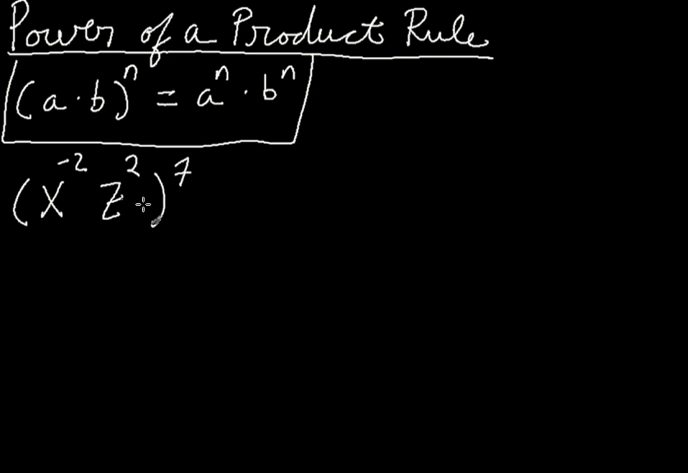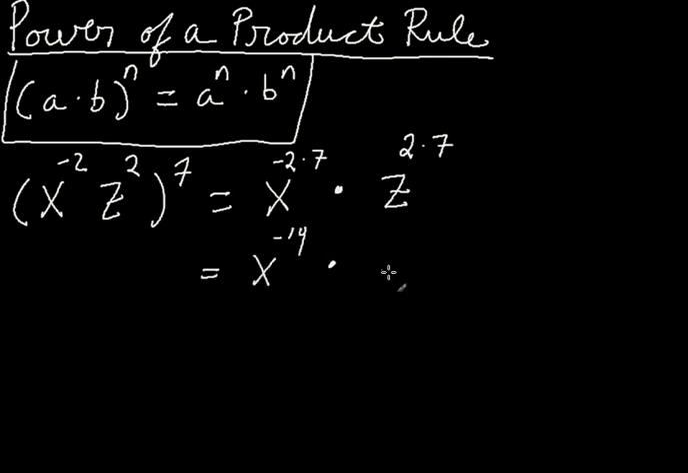Okay, we have a negative exponent. We might have to deal with this, but the power of the product rule says that you can distribute that 7, and so we'll need to multiply. So we have x to the negative second times 7, and then this would be multiplied by z to the 2 times 7. Okay. Now, negative 2 times 7 would be x to the negative 14, and z to the 2 times 7 would be positive 14.